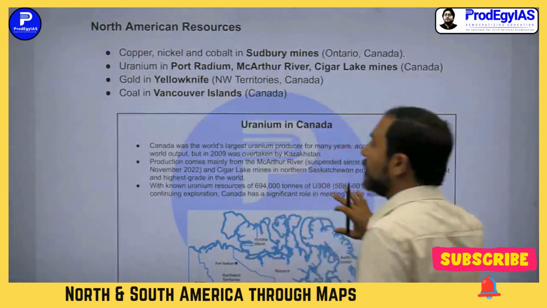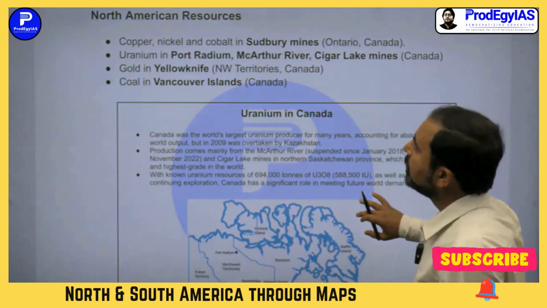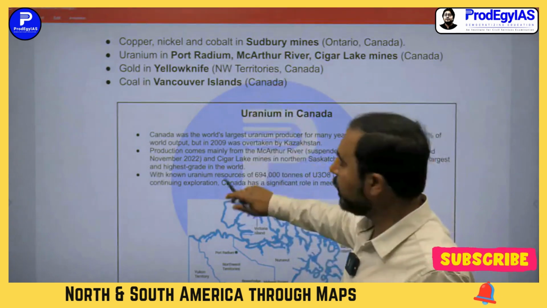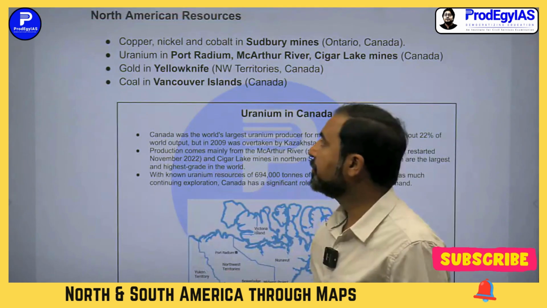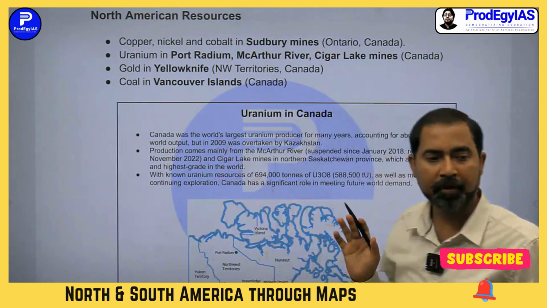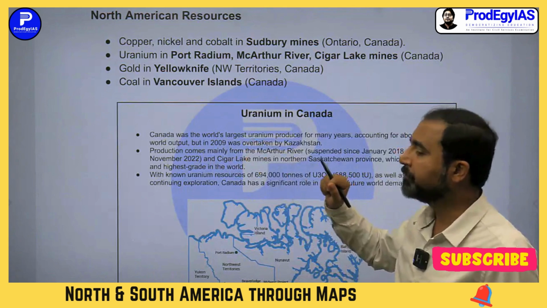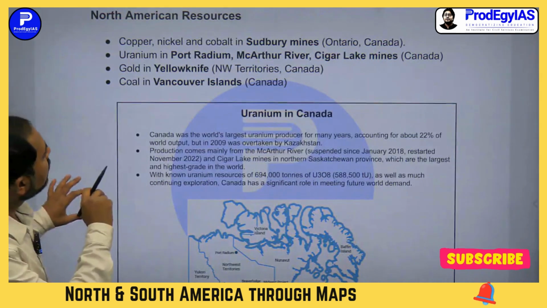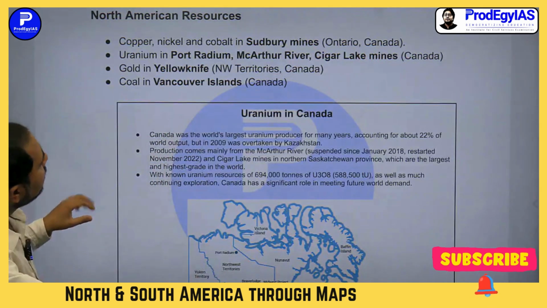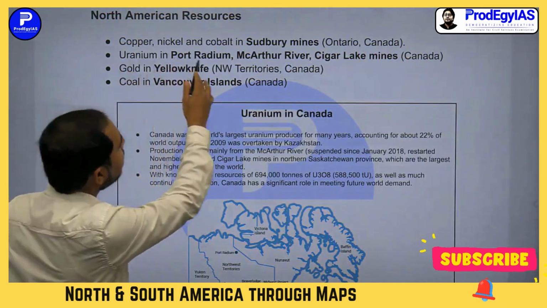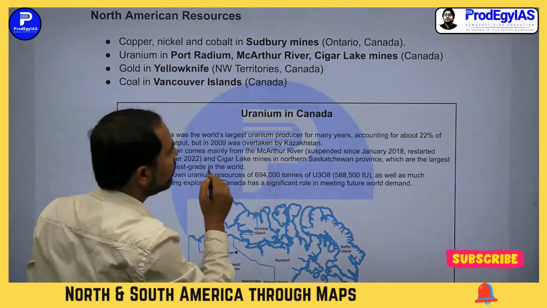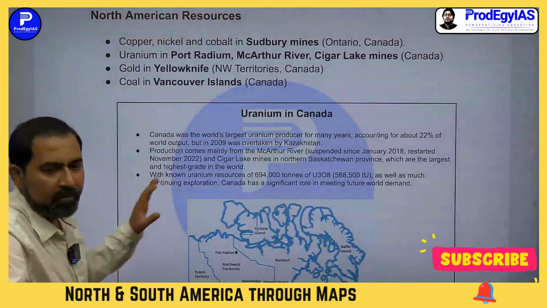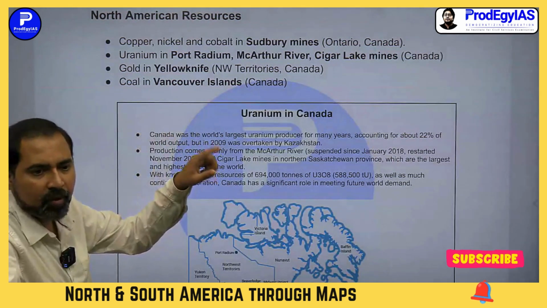So now come to this topic of North American resources. Okay, we have completed the political part, physical part, and now resource part, or you can say economic part, right? So in North American continent, there are many resources like copper, nickel, cobalt in Sudbury mines of Ontario state, Canada. First we have seen those territorial maps of Canada.